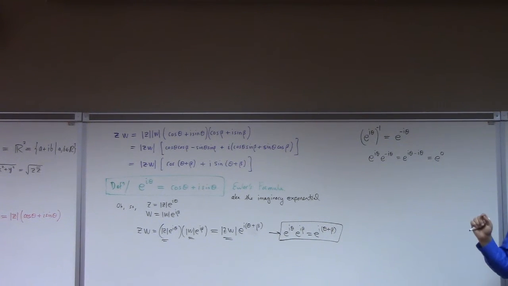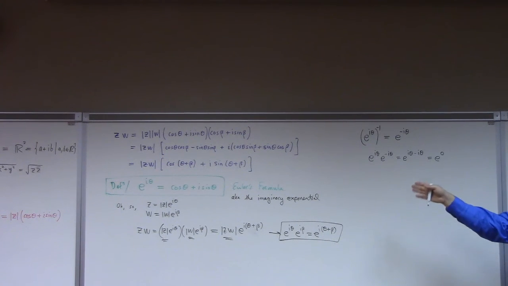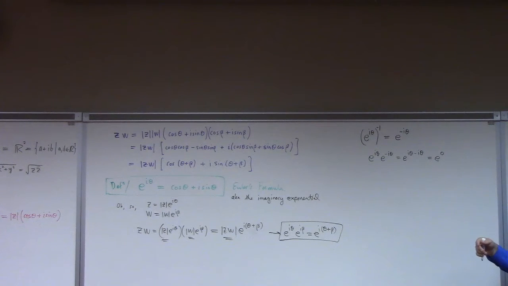When can cosine theta plus I sine theta be a real quantity? What do you have to have? You have to have sine theta is what? 0, right? So sine theta would be 0 when theta is a multiple of pi, an integer multiple of pi. And if theta is an integer multiple of pi, I've got cosine theta is plus or minus 1. Interesting. Well, there is something new here, right?